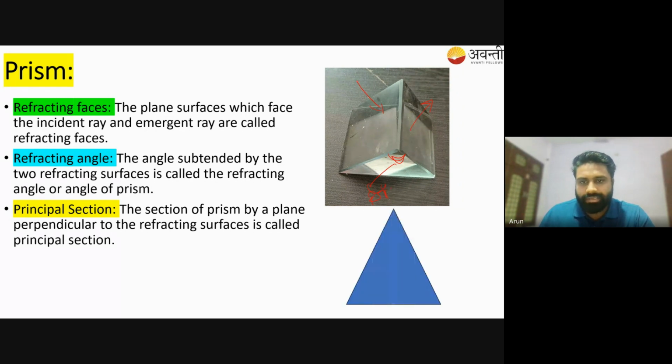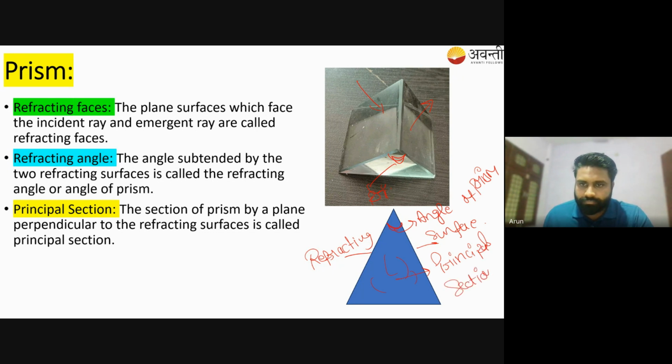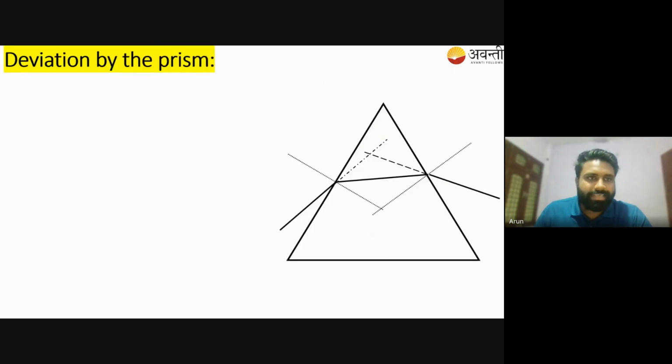Okay, it will be more clear to you in this diagram. So these surfaces, this one and this one, are the refracting surfaces. This is the angle of prism. And this whole section is termed the principal section. Got it? I hope you are clear with this. Let's move on to the next slide.